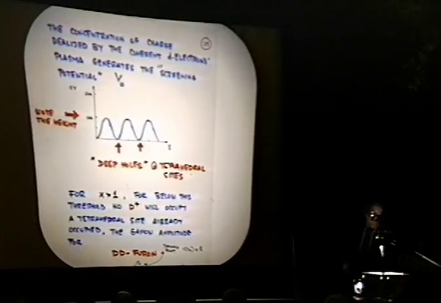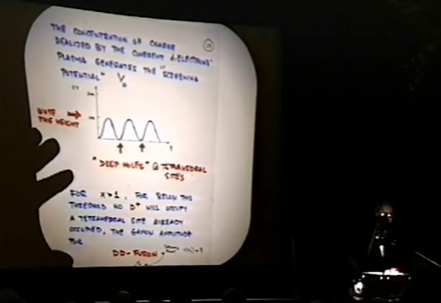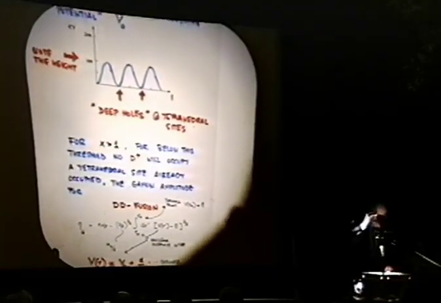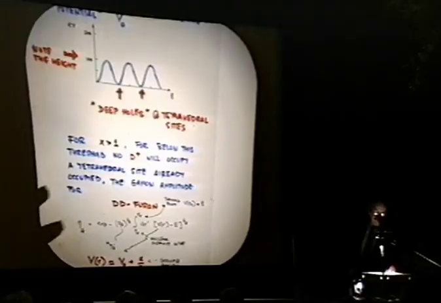So, the concentration of charge is realized, and the electron plasma generates a screening potential as a function of size, the direction sideways, and how. These are the famous, or infamous, deep holes at the tetrahedral sites. This creates another potential which actually surpasses the Coulomb potential. This will calculate the gamma amplitude.